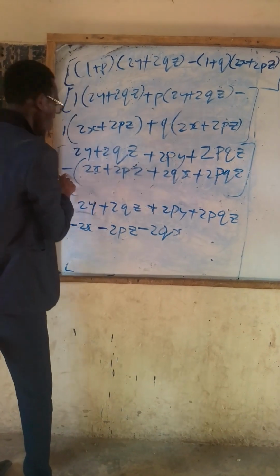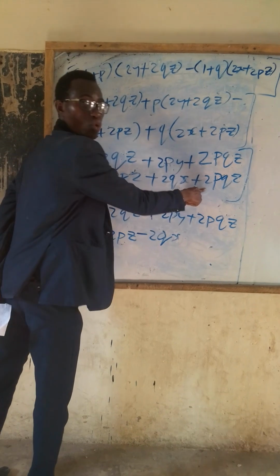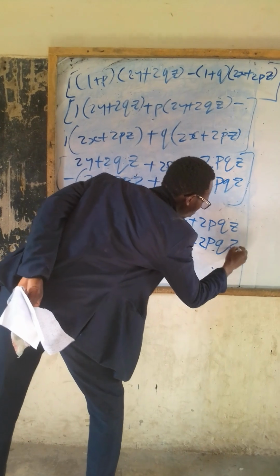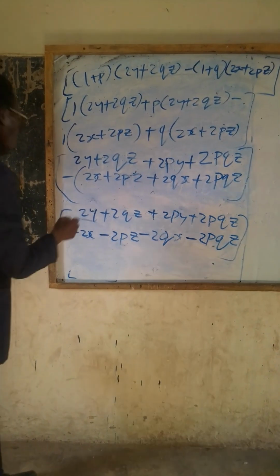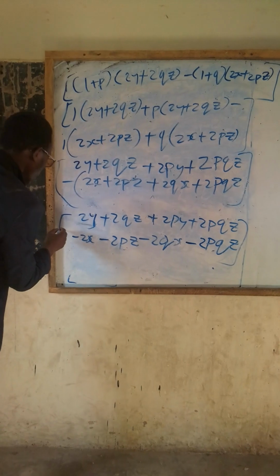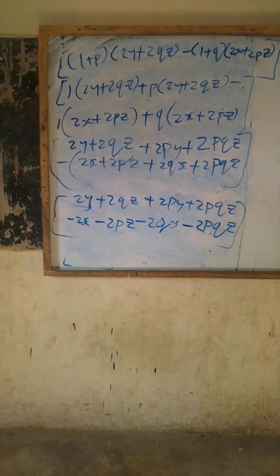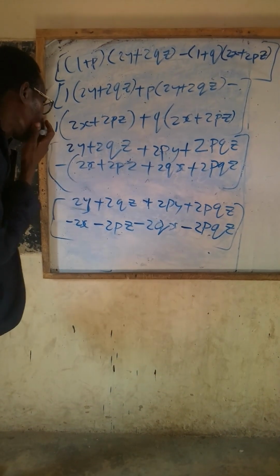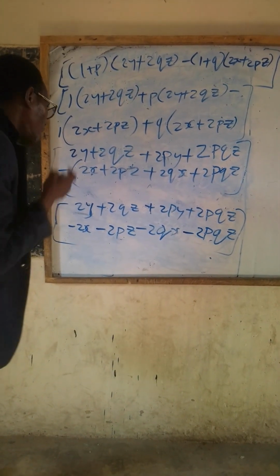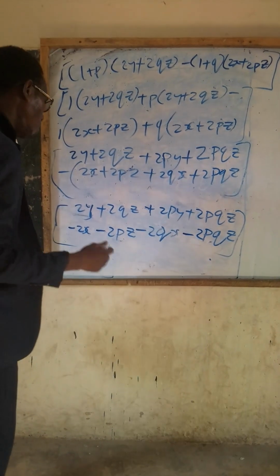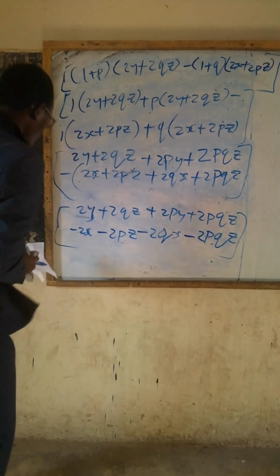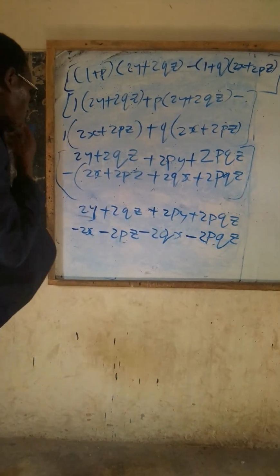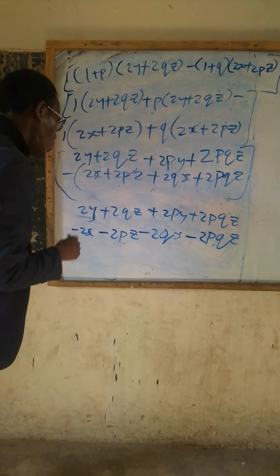So what do we have next? We have minus multiplied by plus 2pqz. This one now. Minus 2pqz. Have you got that now? So, having known that, let's see how to collect the like terms. Let's move P to one side and move Q to one side. Okay, let's remove it out of this parenthesis. So what do we have now?